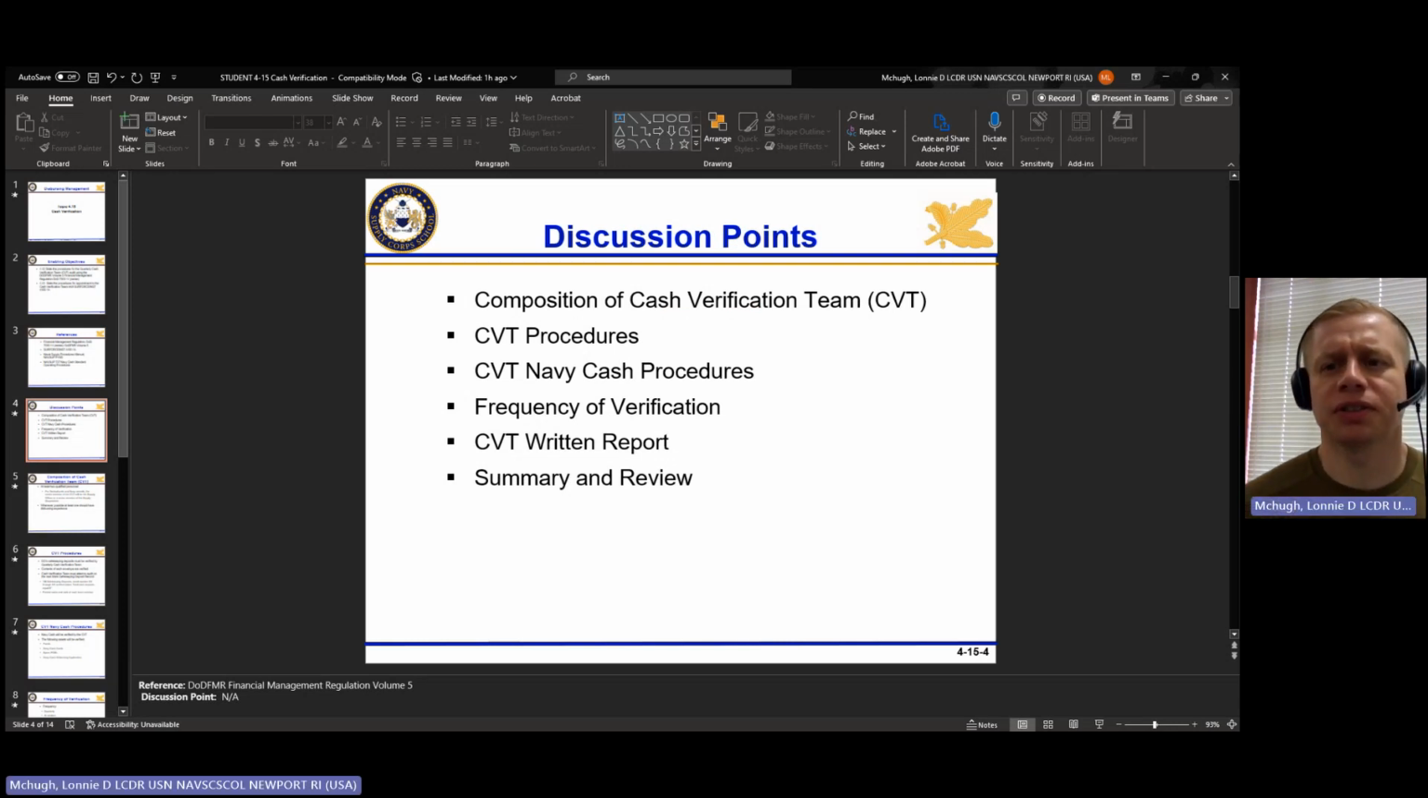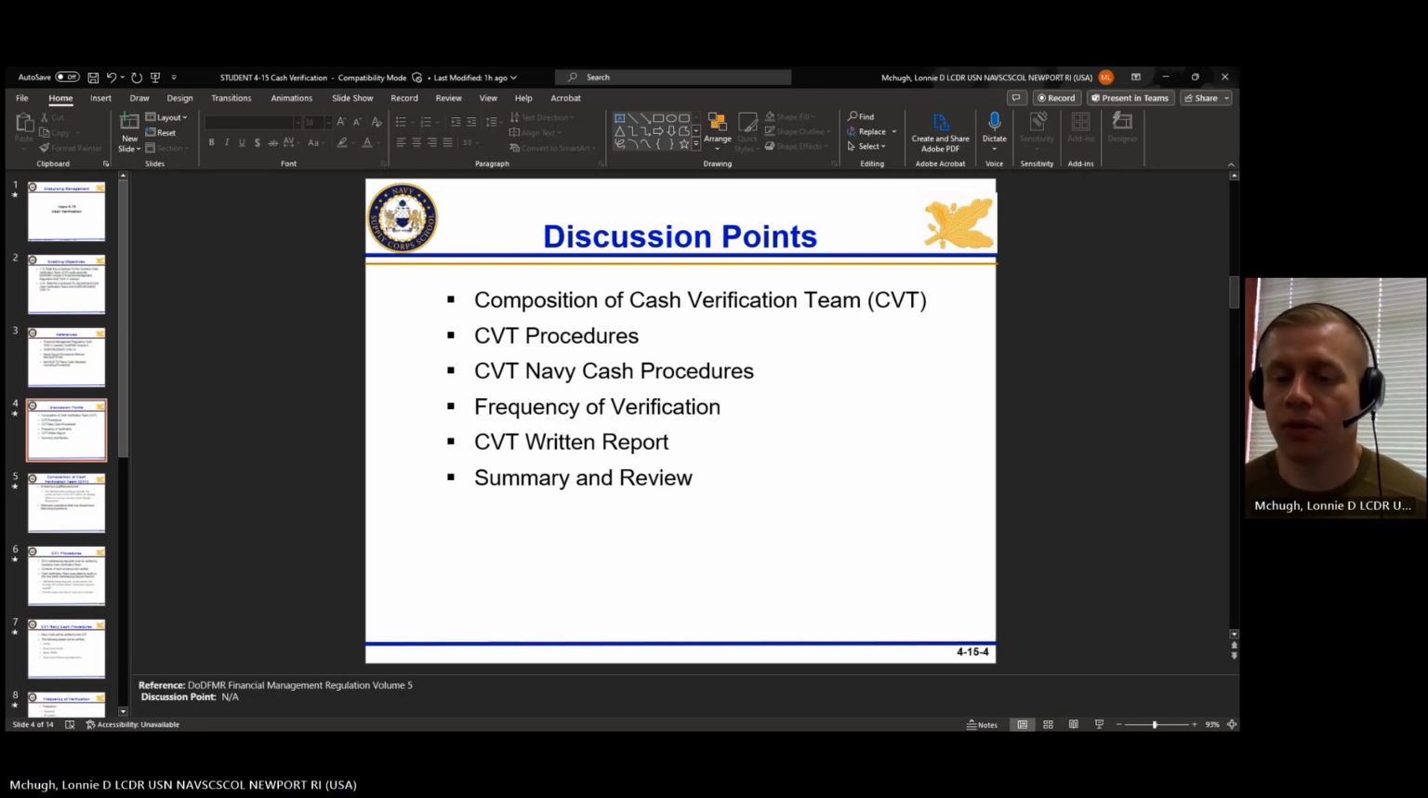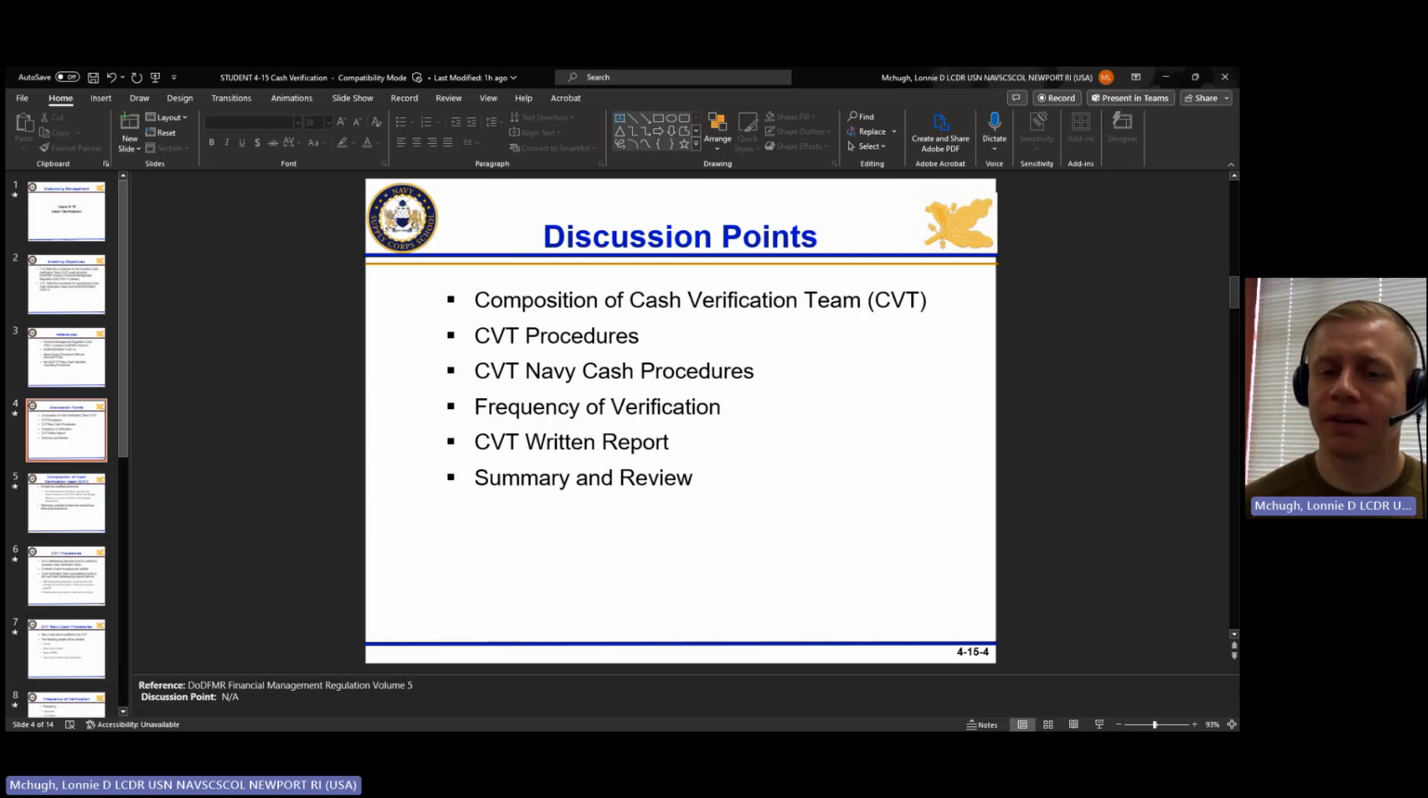So our discussion points: composition of the cache verification team, procedures, frequency of verification, and the written report. But before we dive into that, I just want to recap what the cache verification team is. It is a team of, essentially, auditors for you, and they will come in, which we'll talk about who they are in a minute, and audit your entire operation and provide a report to the commanding officer. That way the commanding officer knows how well your operation is running and that you are actually 100% accurately accounting for all of your money in your possession.